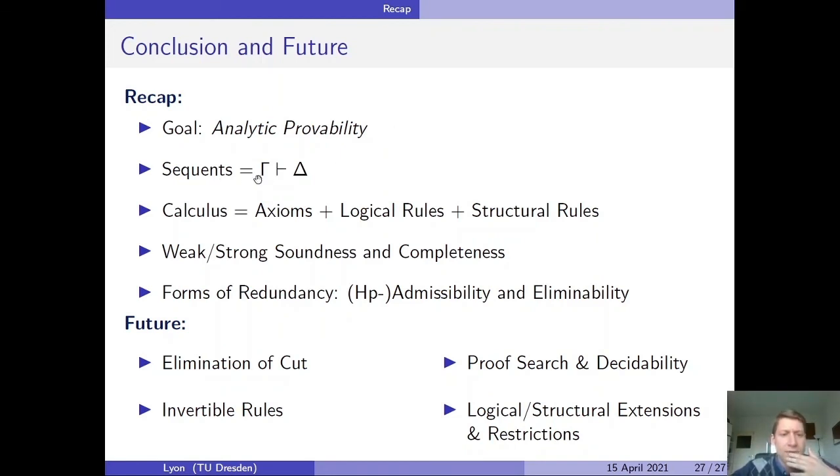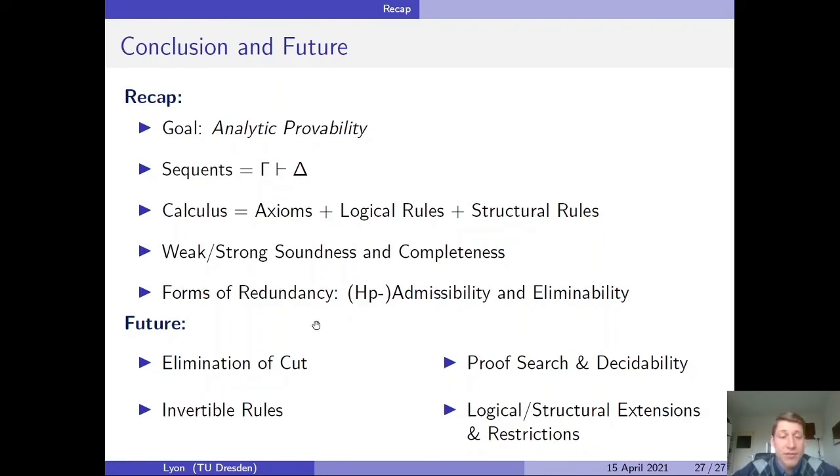Now, sequents are objects of the form gamma, turnstile, delta, where gamma and delta can be either sets, multi-sets, or sequences of logical formulae, and sometimes they could be richer structures as well. Sequent calculi typically consist of three components: axioms, logical rules, and structural rules. We had two different kinds of soundness and completeness, weak and strong. Weak means that it's sound and complete with respect to the logical language, and strong soundness and completeness means that the system is sound and complete relative to the language of the calculus, or sequents. And we had three forms of redundancy: admissibility, HP-admissibility, and eliminability.